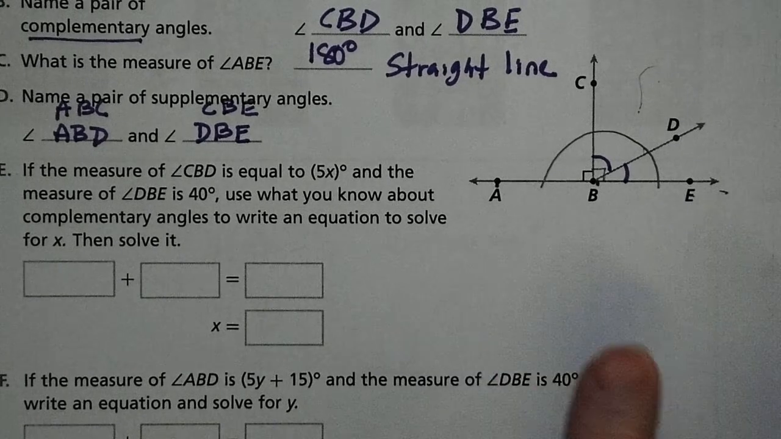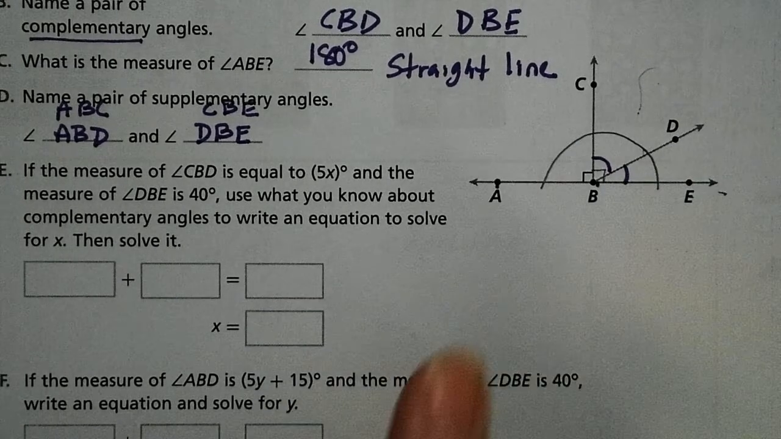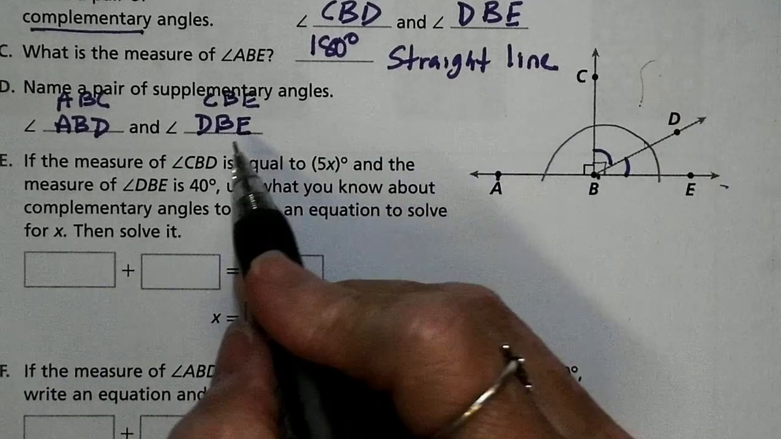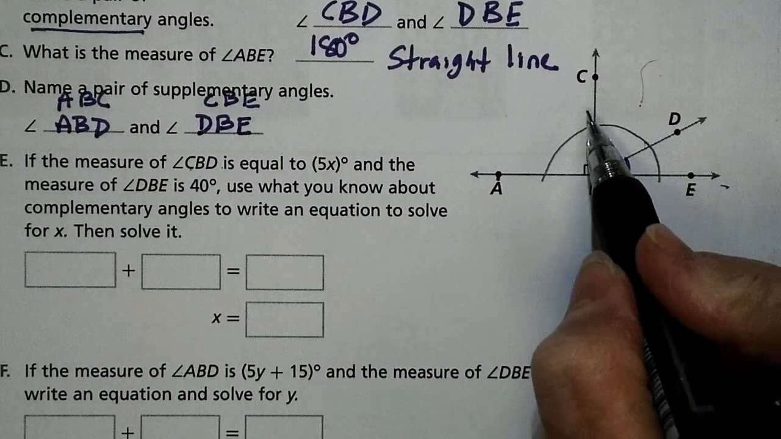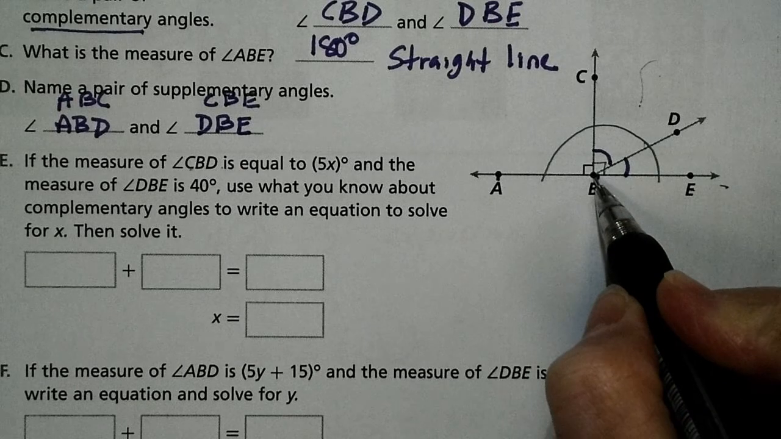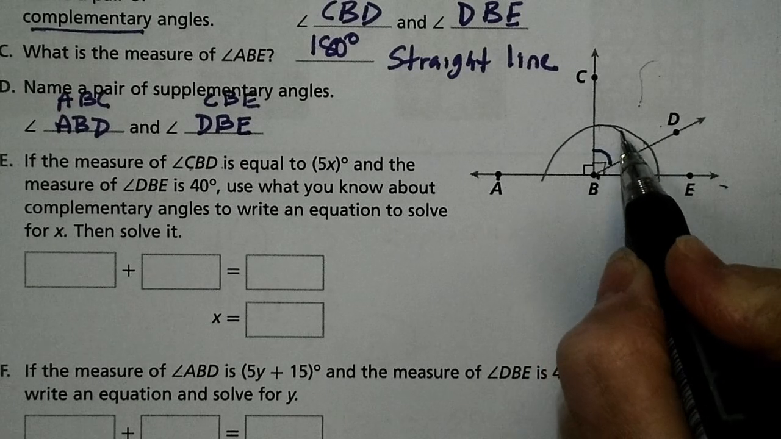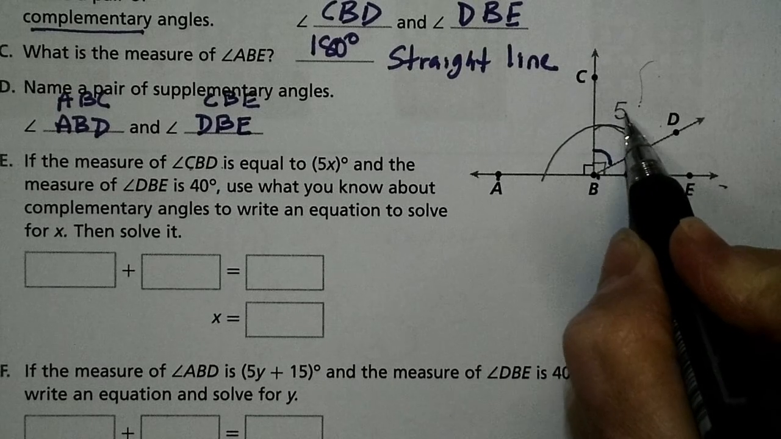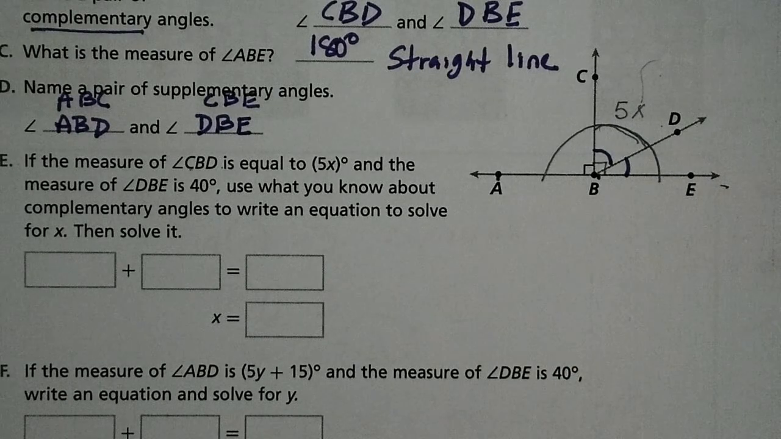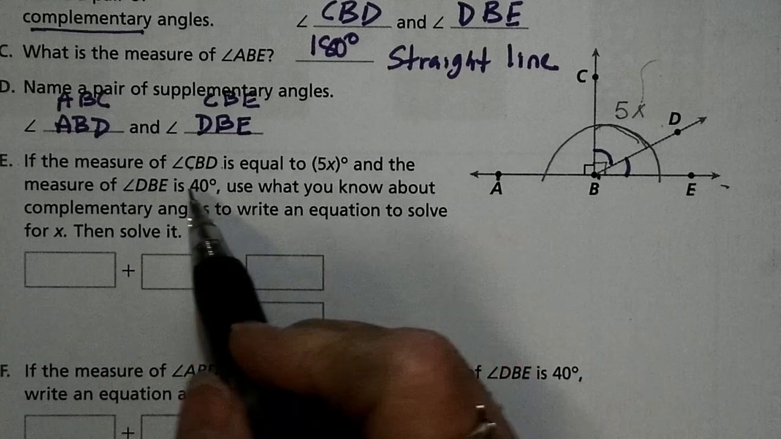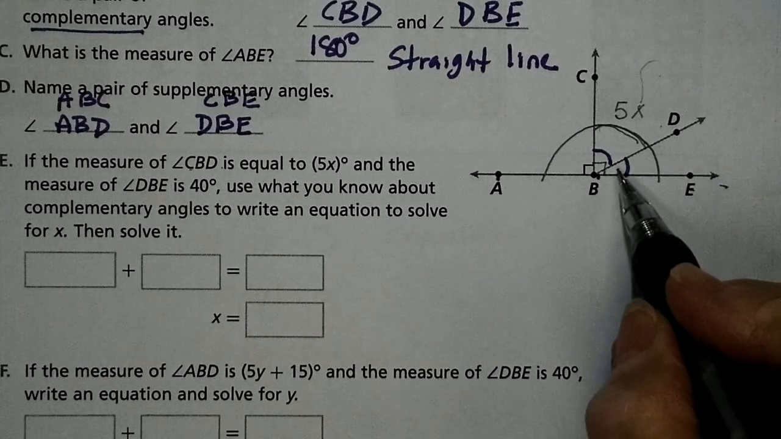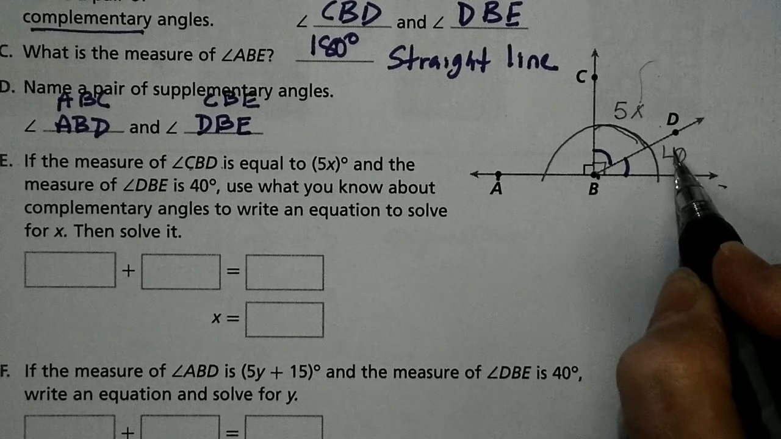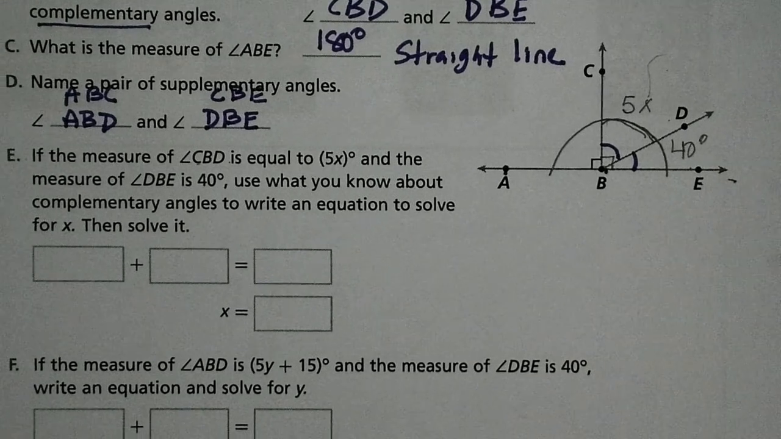All right, so what I do is when I have angles like this, I actually write them so I know where they go. So CBD, that's this angle right here. Okay? They're telling me that that is 5x. And DBE, they're telling me that this angle is 40 degrees.